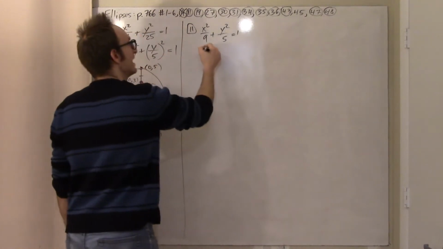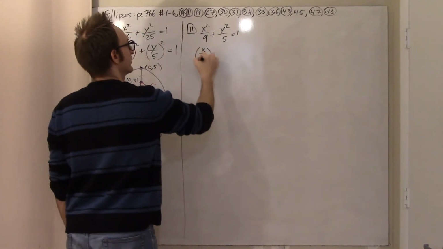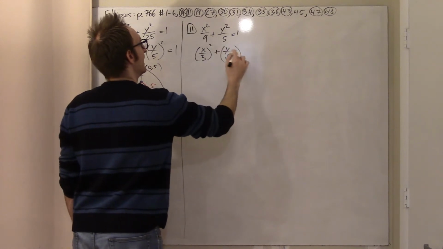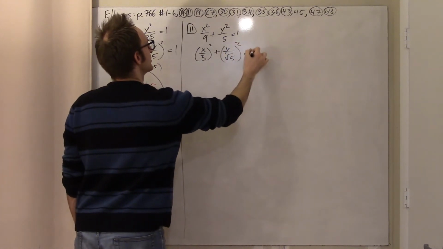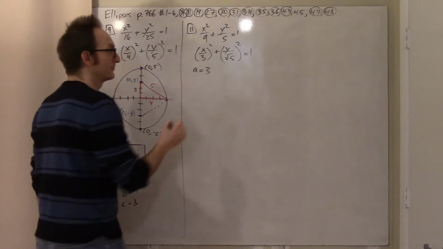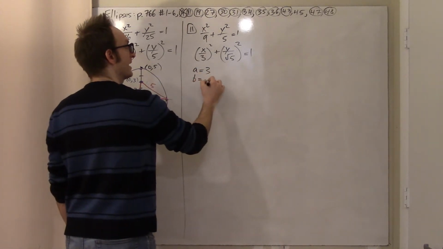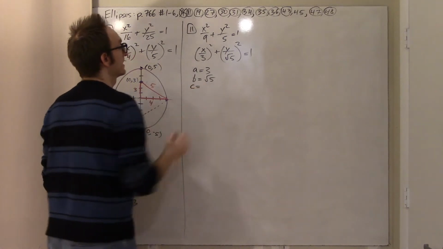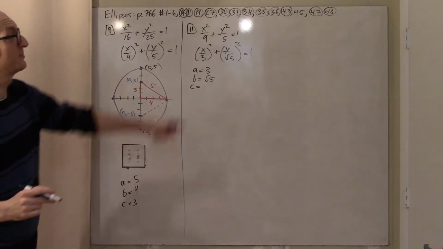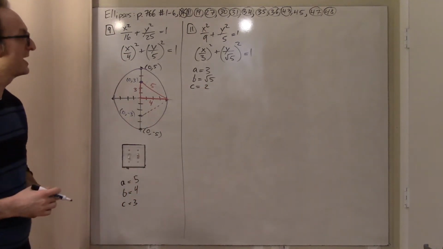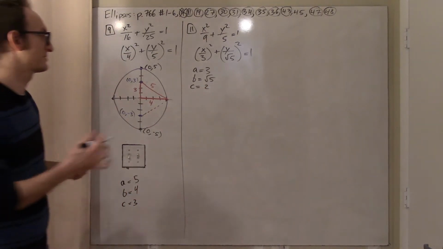In other words, think of this as (x over 3) squared plus (y over root 5) squared equals 1. So now we're being stretched out by 3 in the x direction, and we're being stretched out by root 5 in the y direction. So C, therefore, is going to be 2, because 4 plus 5 is 9. And, well, that's it, right?